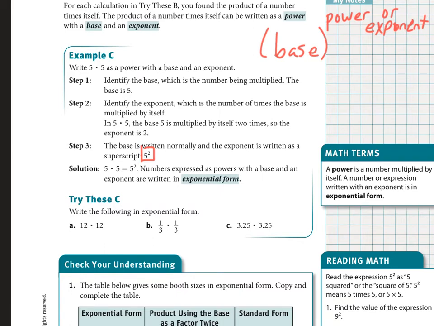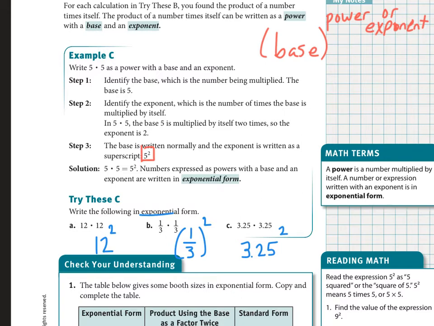So if we wanted to write 12 times 12 in exponential form, the base, the thing we're multiplying, is 12, and it's getting multiplied by itself a total of 2 times. Then 1/3 times 1/3. I'm going to throw it in parentheses just because it's a fraction. But the base is 1/3. It's getting multiplied by itself a total of twice. Same thing with this one, 3.25 to the second power. It means times itself.